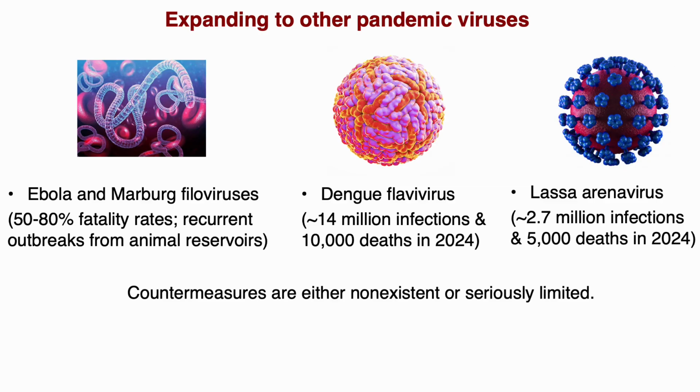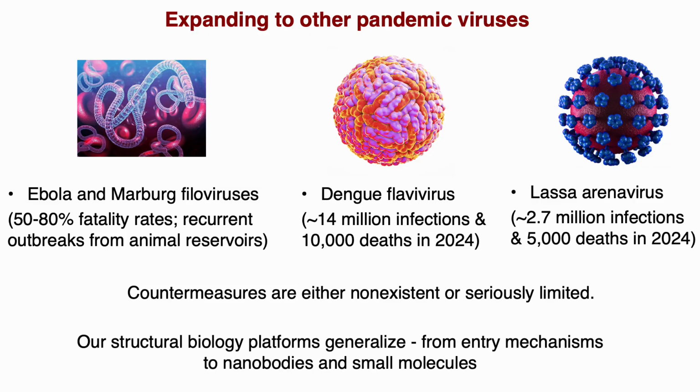We have expanded our research to other pandemic viruses. Ebola and Marburg viruses are highly lethal, and they cause recurrent outbreaks from animal reservoirs. Both dengue and Lassa viruses cause millions of infections and thousands of deaths each year. All of these viruses pose serious threat to global health. Against these viruses, countermeasures are either non-existent or have serious limitations.